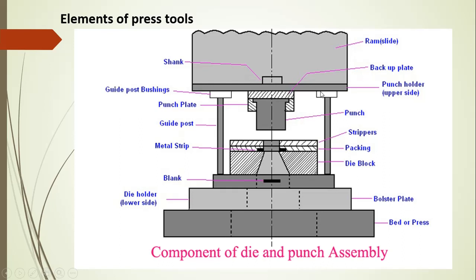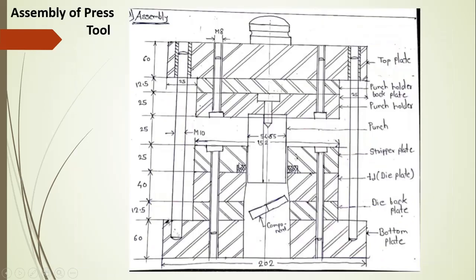Then after that is the punch holder plate. This is your punch. Then these are the guide posts, which support the upper portion, that is the top plate, punch holder and the punch, and which make contact with the help of the die.